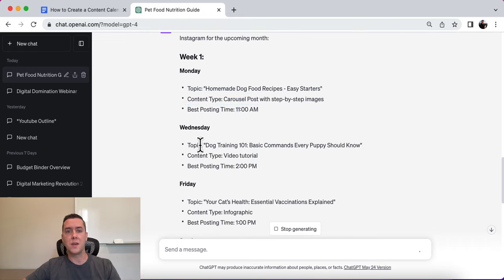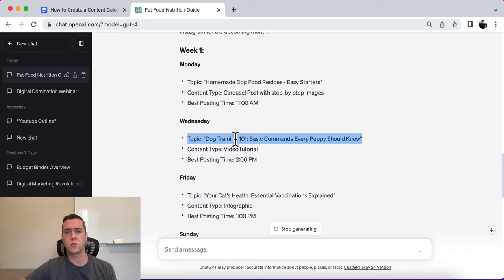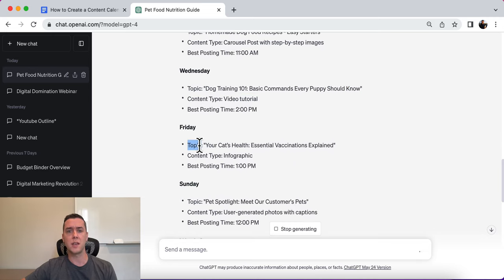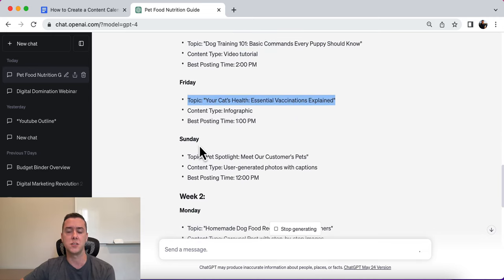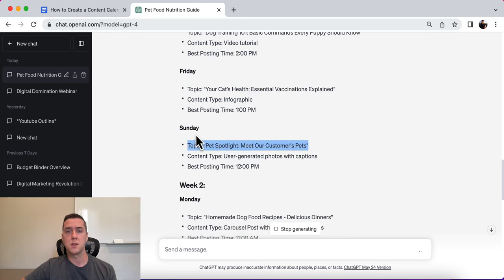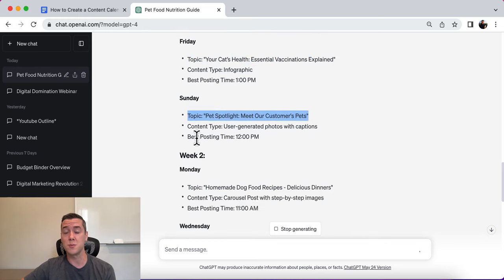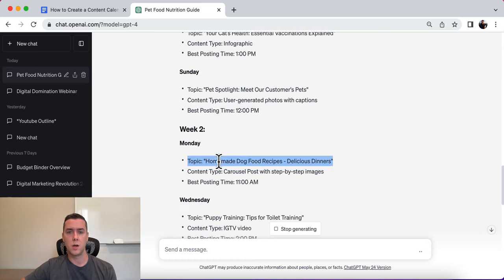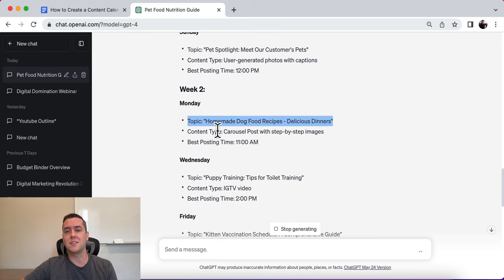Then Wednesday on week one is the topic of dog training 101, basic commands every puppy should know. Friday, your cat's health, essential vaccinations explained. Sunday, actually, no, it's 4 times a week. Sunday, pet spotlight, meet our customers' pets. Great ideas. Week two, homemade dog food recipes, and then it tells you what to do.